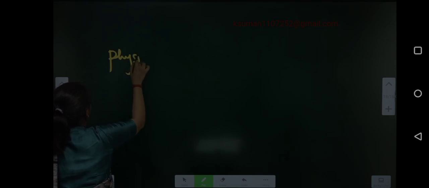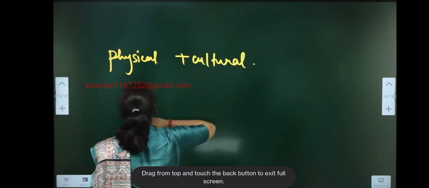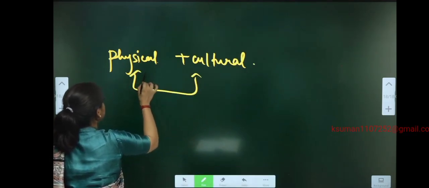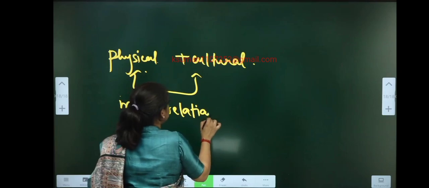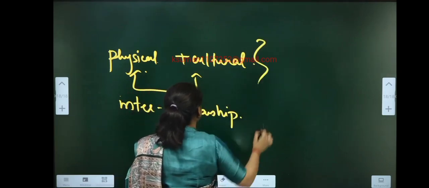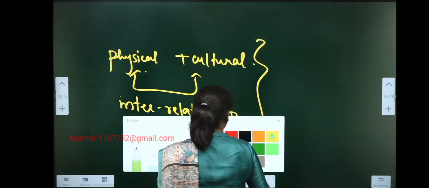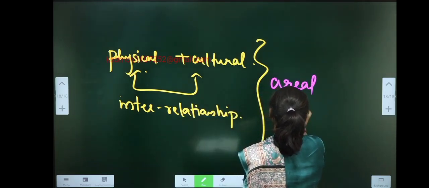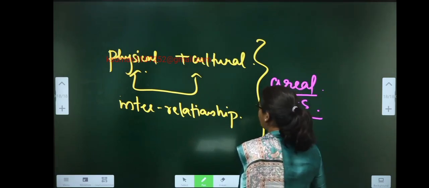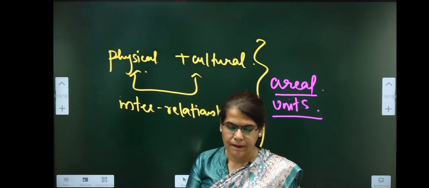So in a region, he is talking about both physical and cultural components and interrelationship amongst them. So study of both physical and cultural aspects and interrelationship amongst them, okay, at the scale of areal units.